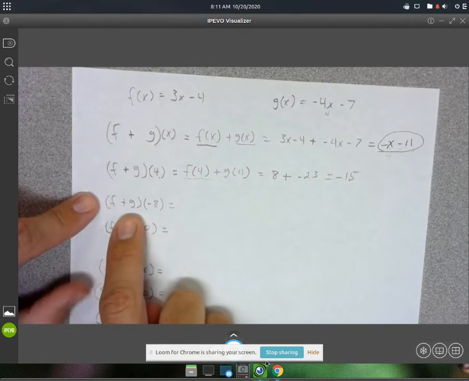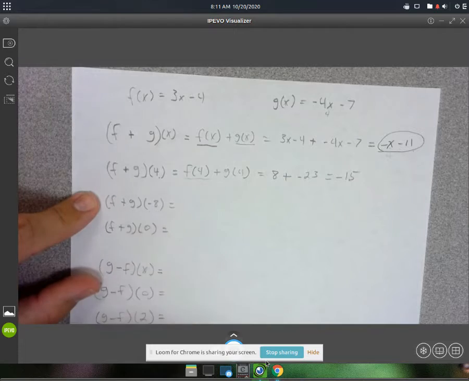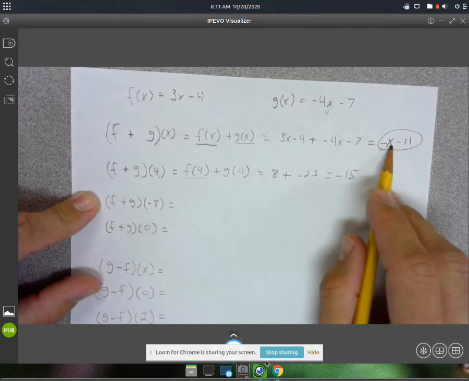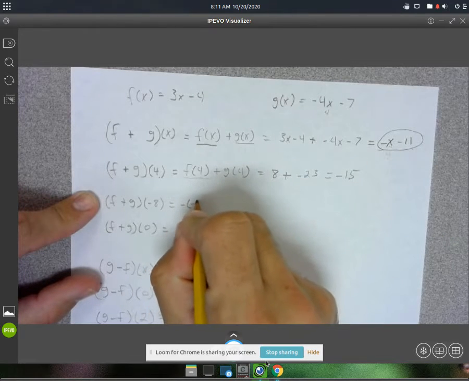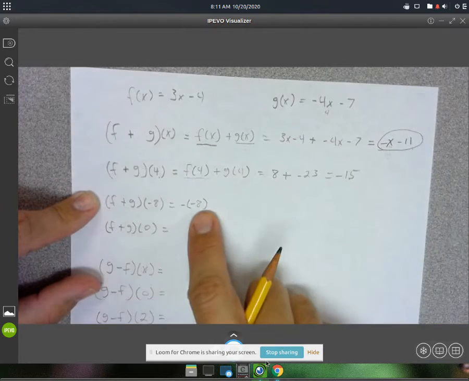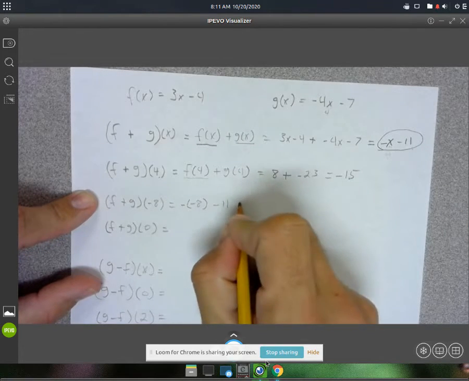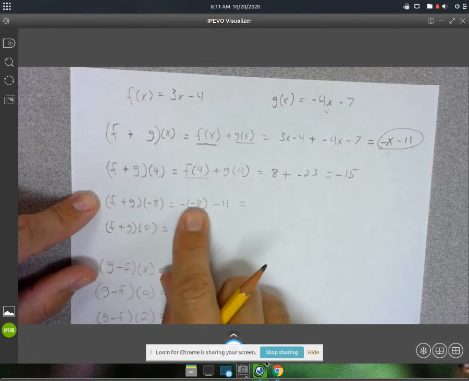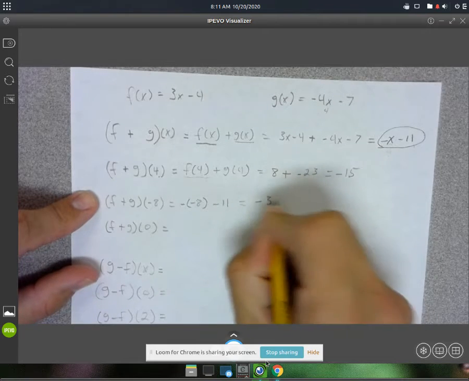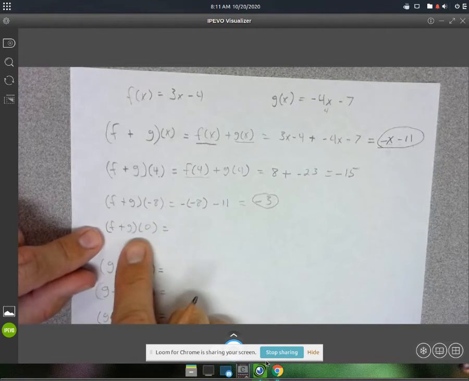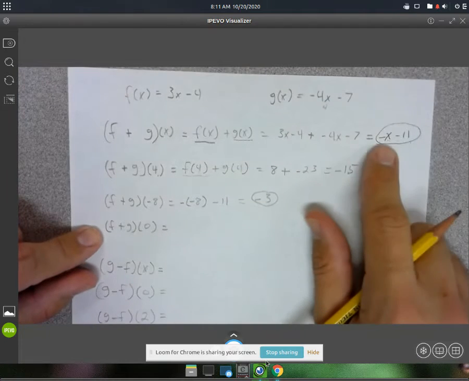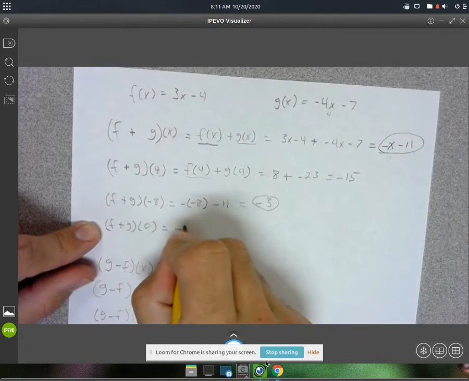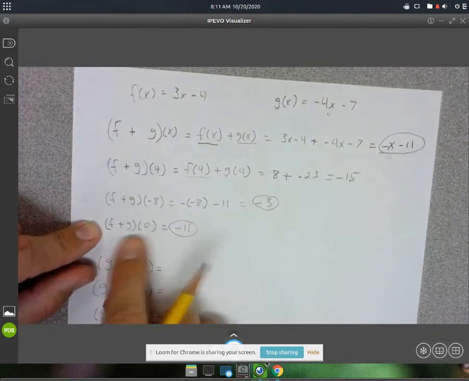All right, so f plus g of negative 8. I'm going to go up to my f plus g function and replace the x with a negative 8. So instead of an x, I've got negative 8 minus 11. Negative negative 8 is positive 8, and then positive 8 minus 11 is negative 3. For f plus g of 0, you would just be plugging in 0 for x. And so that'd be 0 minus 11, so negative 11.